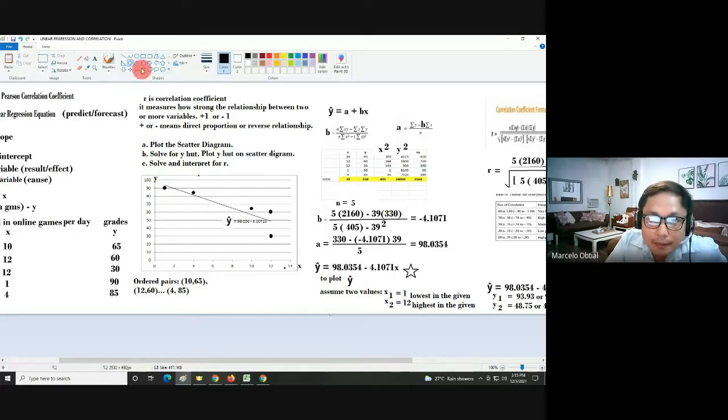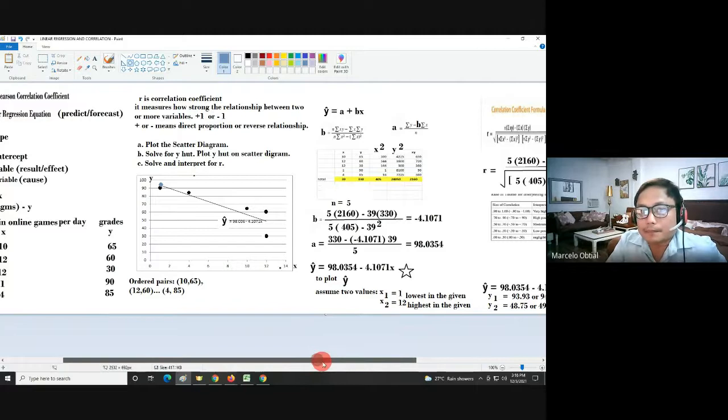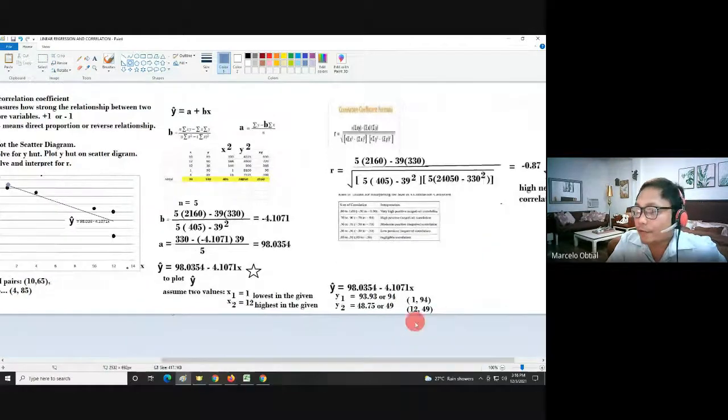So, i-locate natin. I will use this diamond. So, use blue. Okay. In between 90 at saka 95, no? So, dito siya. Tama ito. Ako yung mali kanina. Ayan. Okay, that's the first point, no? Then the second point is 12 at saka 49.